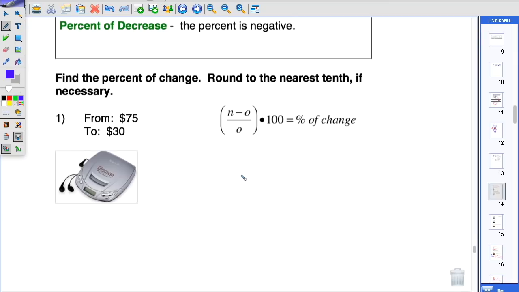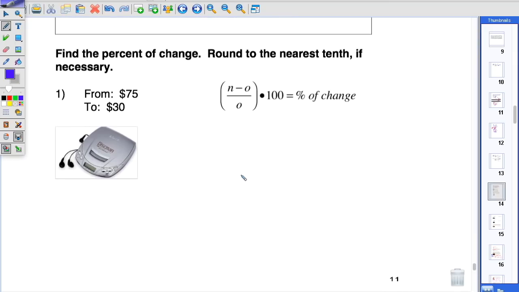So find the percent of change, round to the nearest tenth if necessary. So we have a Discman here. It's something that was popular back in the 90s, and it was probably around $75 then, but now we don't have Discmans. You can't find them anymore. No one wants them anymore, so the price is reduced down to about $30. So start by writing down the formula, and the from is your old amount, the to is your new amount. So substitute into your equation.